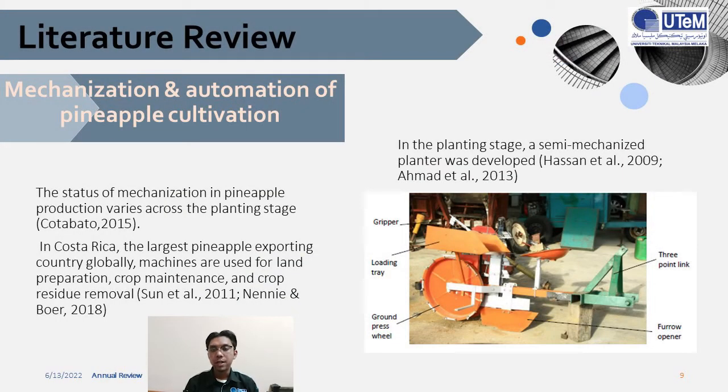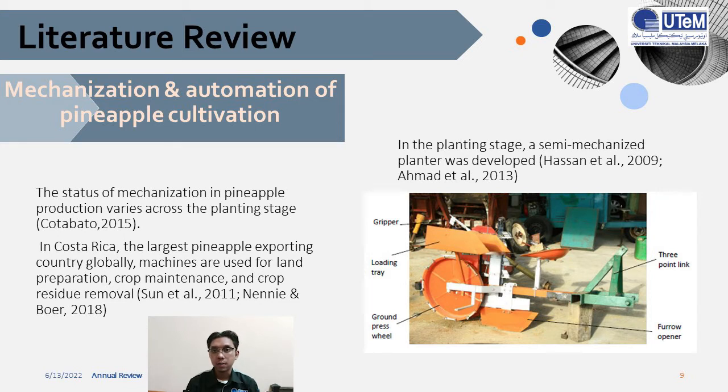Next, we move to mechanization and automation of pineapple cultivation. According to Kota Batu in 2015, the status of mechanization in pineapple production varies across the planting stage. Stated by Sun in 2011, in Costa Rica, the largest pineapple exporting country globally, machines are used for land preparation, crop maintenance and crop residue removal.